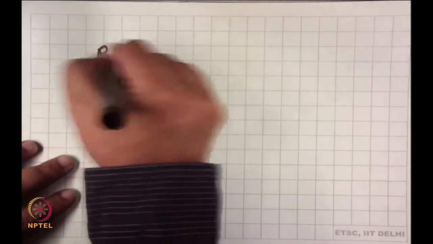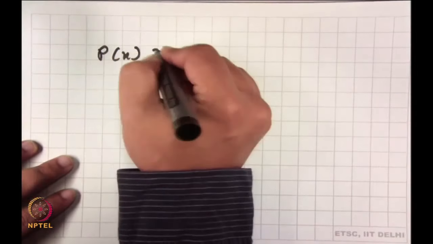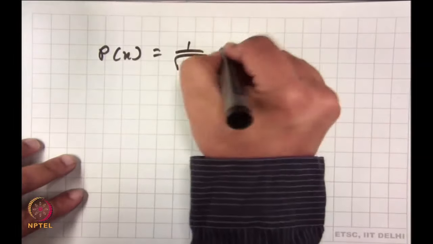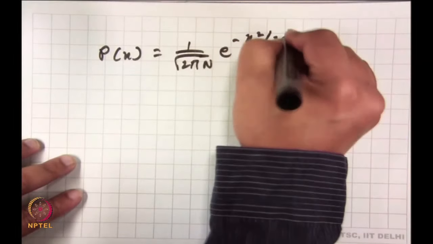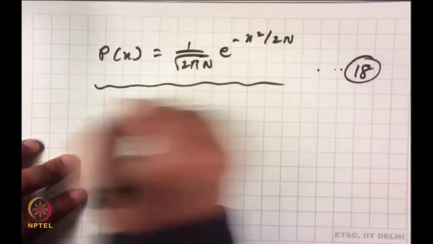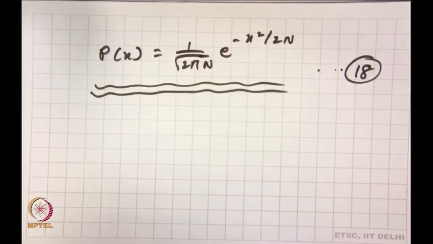Now you have p of x is equal to p star, which is 1 by root 2 pi n, e to the power minus x square by 2n. So, this is equation number 18, and this is the probability distribution of a particle exhibiting random walk in one dimension, in this case the x direction.